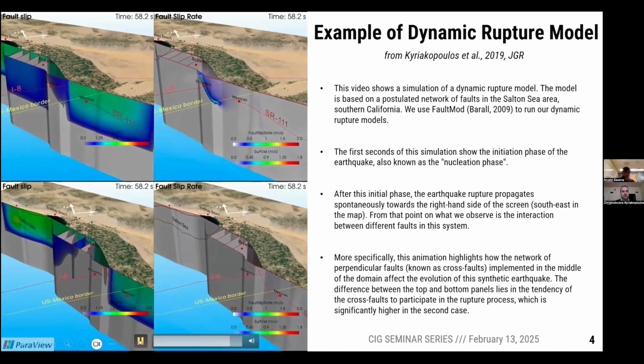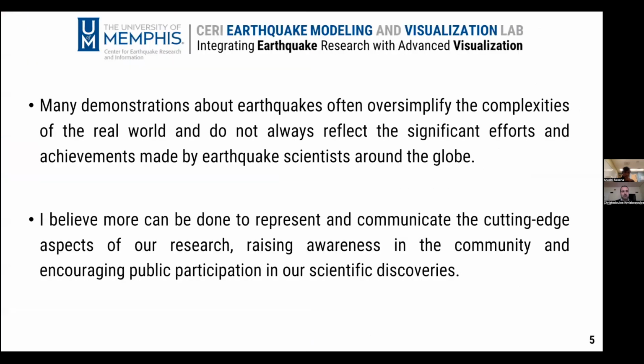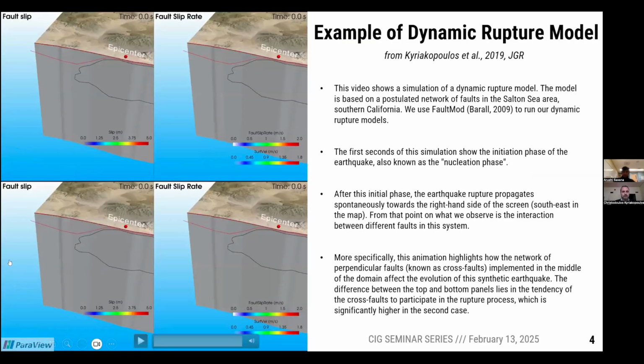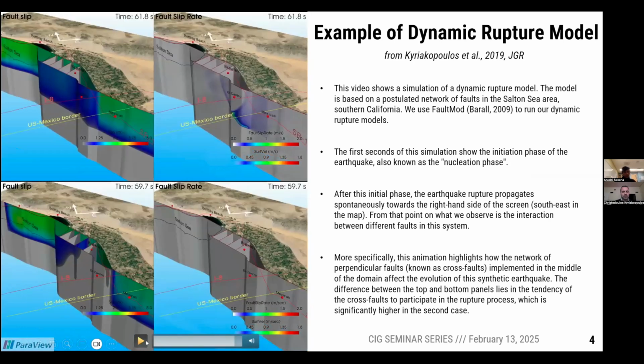And at the end of this video, you can see that the top simulation over here basically had more slip than the bottom one. And that was just the result of how these smaller faults interact with the larger structures. And again, as I said, these models are extremely useful because they allow you to run large earthquake rupture scenarios to evaluate the effects of future earthquakes.